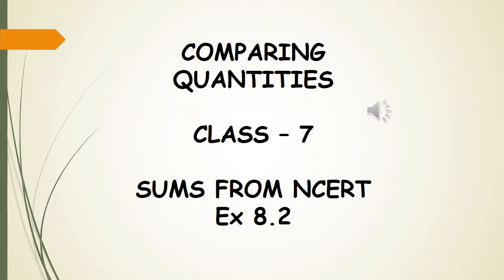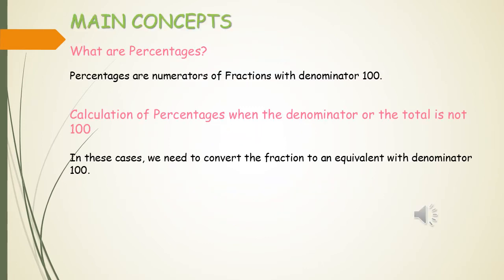Now we'll be doing sums from exercise 8.2 from NCERT book. For exercise 8.2, the main concepts are: what are percentages? Percentages are numerators of fractions when the denominator is 100. But how will you calculate percentages when the denominator or the total amount is not 100? So in these cases, we need to convert the fraction to an equivalent fraction where the denominator is 100.